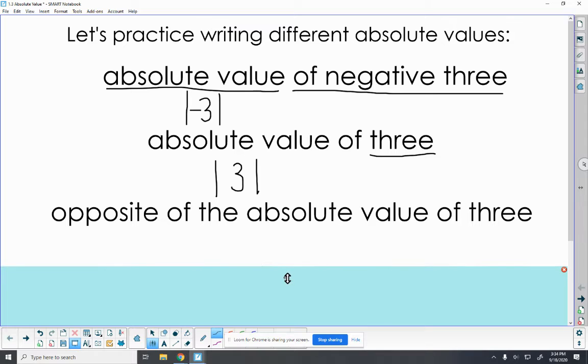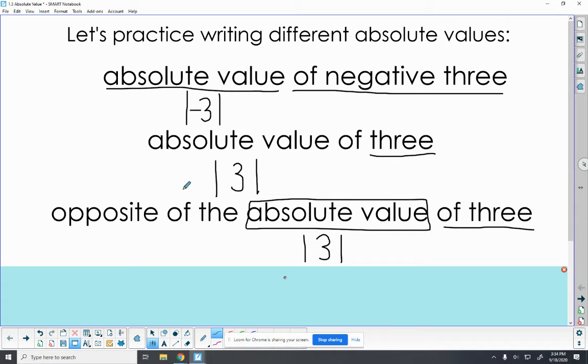These next ones are going to look a little trickier. It's going to say the opposite of the absolute value of 3. So I want us to just focus on this ending part. Let's get our absolute value lines of 3. So 3 goes inside. The absolute value of 3 is 3. But then we need the opposite of that. So we're going to put a negative sign out in front of the absolute value lines.